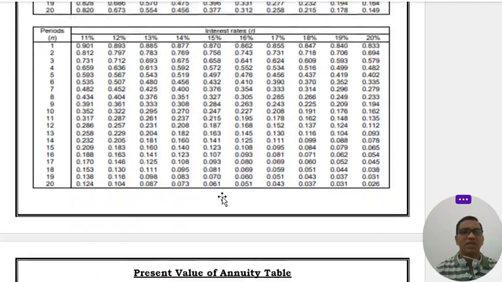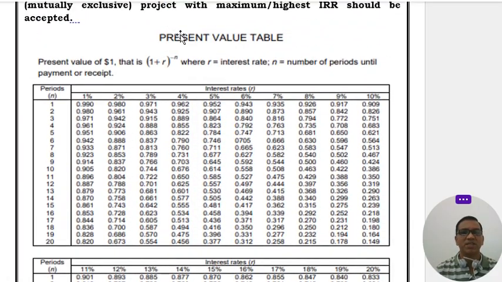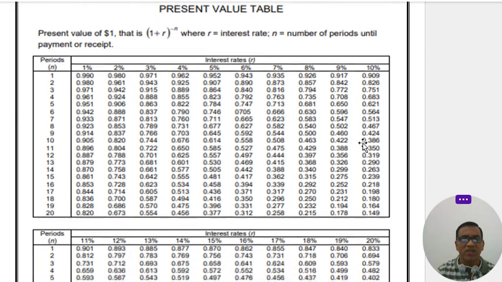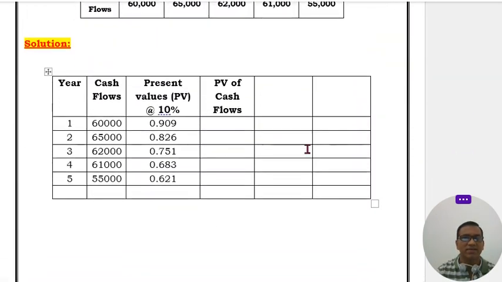I showed you before, this is the table I use. This is the present value table. At what rate of return? Discount factor 10%. This is the column I took, 10%. First year 0.909, second year 0.826, third year 0.751, fourth year 0.683, fifth year 0.621. From this table, at 10% rate of return, for 5 years, I took the values here. Now the column is PV of cash flows.